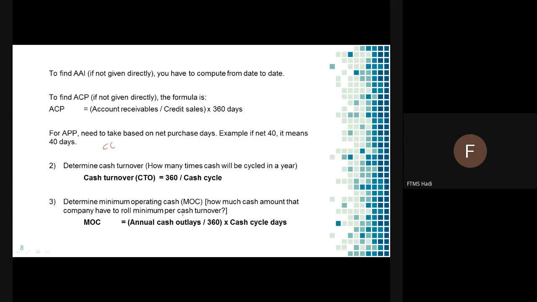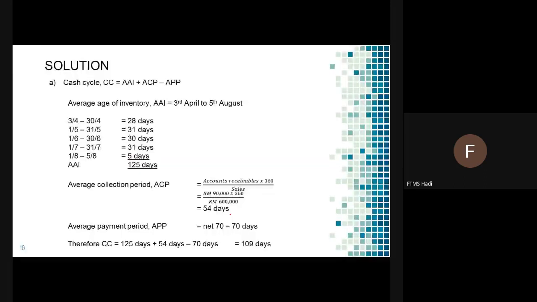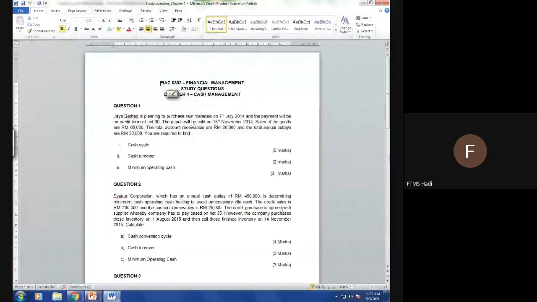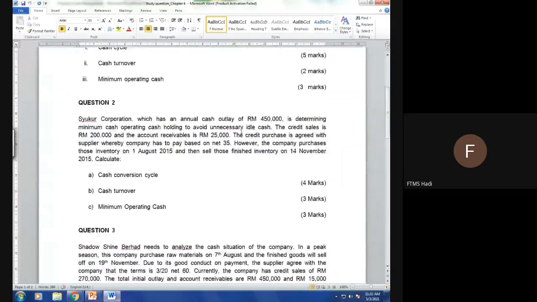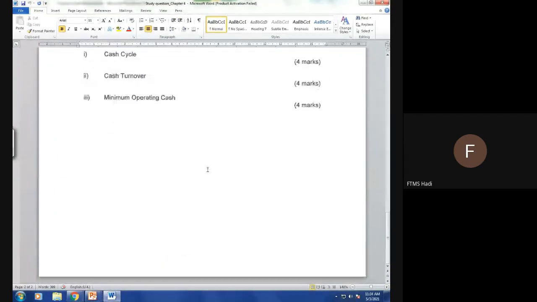And the last one, to find the minimum operating cash in one cycle, how much they need to spend. The formula will be cash outlays divided by 360 multiplied by cash cycle days. Okay, so these are examples of the question. You can study later. So this is the calculation, and then let me show you the study questions on how to do this. There are only 5 questions.